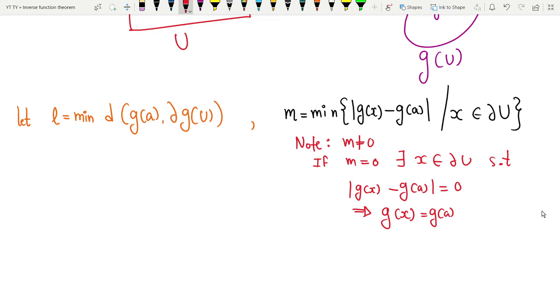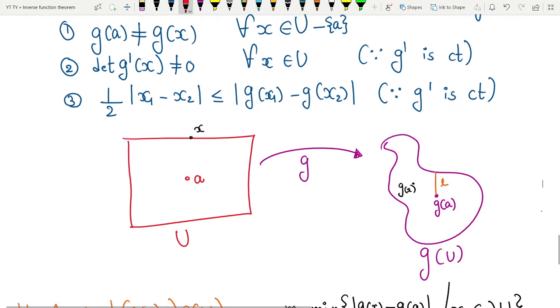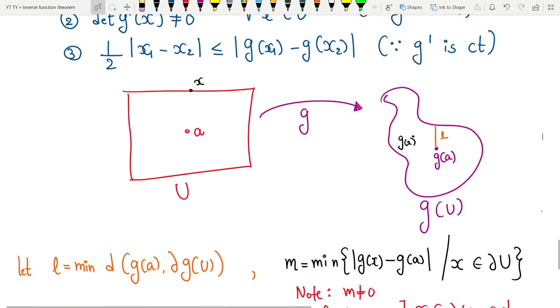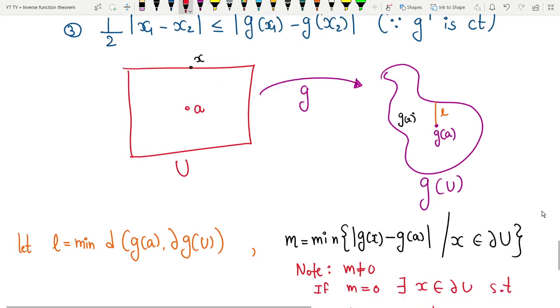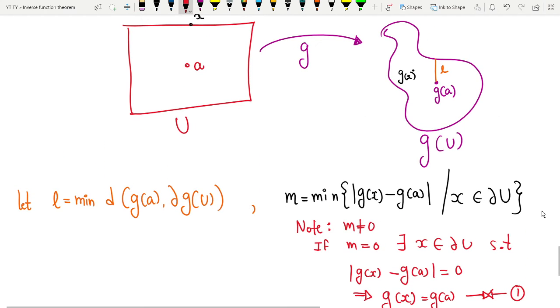Why? Because we have considered u such that g of a can never be equal to g of x for any point except a. Now we definitely know a is inside it, not on the boundary. Hence, this is a contradiction to condition 1, the one that we have considered in making u. So what we understood is the value of m will not be equal to 0. Similarly, this l, that is the distance between g of a and the boundary, is something non-zero.